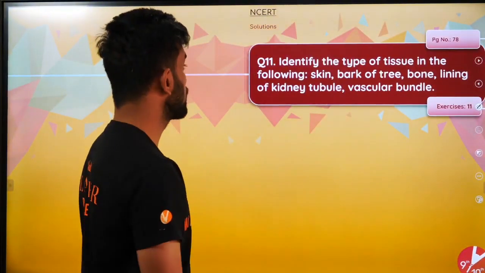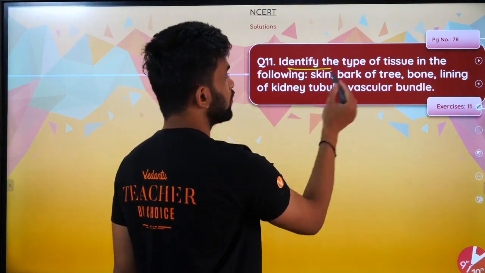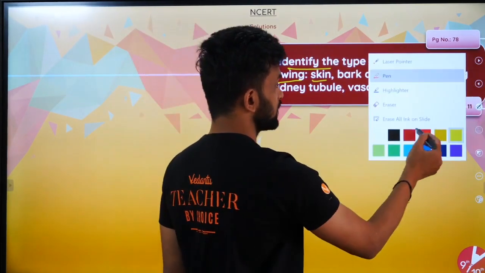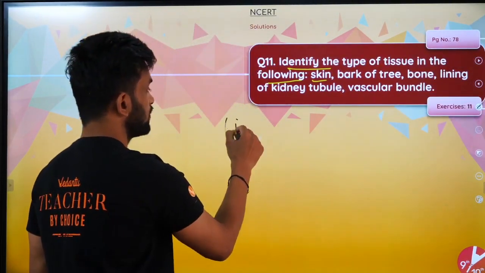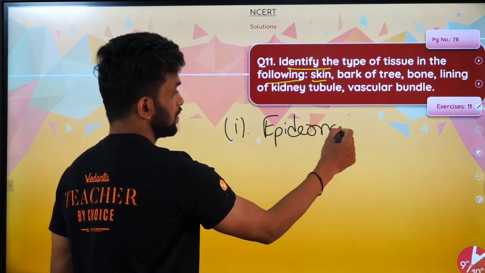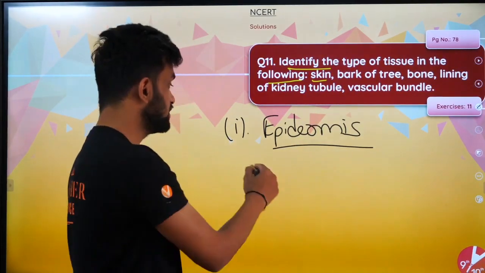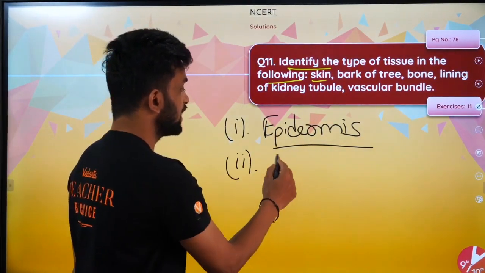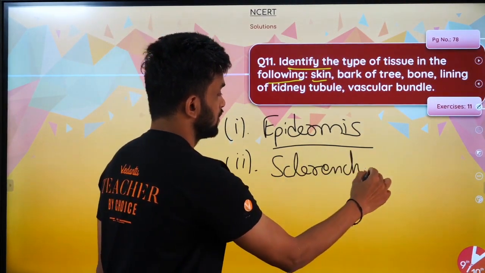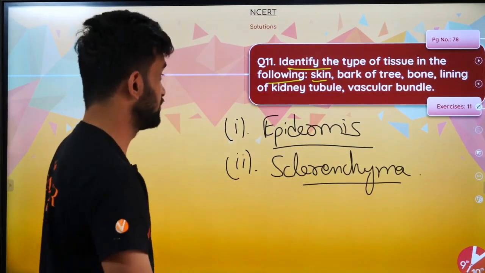Moving forward, the 11th question on page number 78. Identify the type of tissue in the following. Skin. What do we have in the skin? We have epidermis. Bark of a tree. Come on, very easy. Yes, guys, we have sclerenchyma.